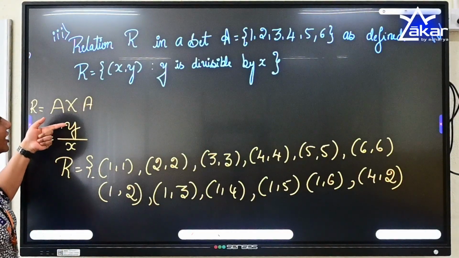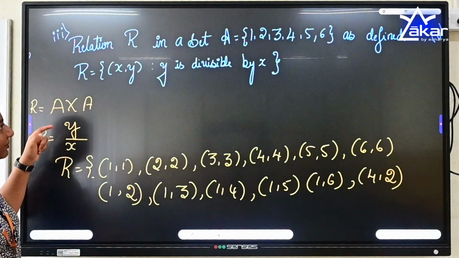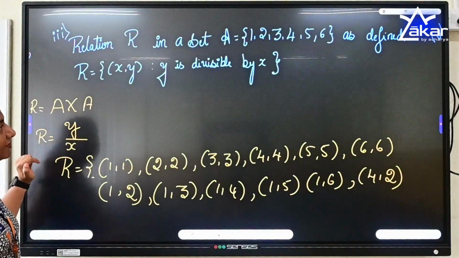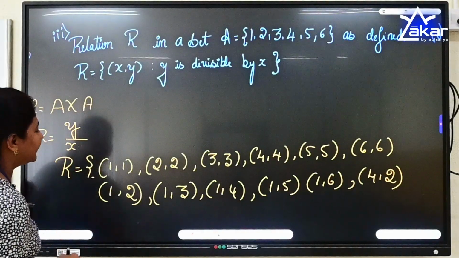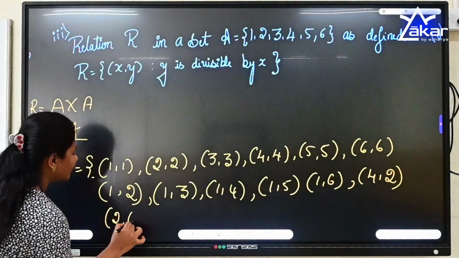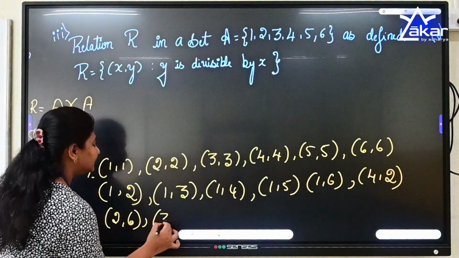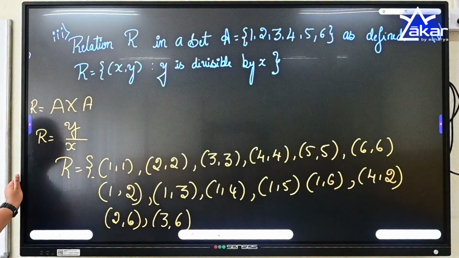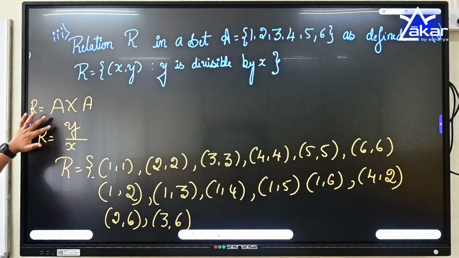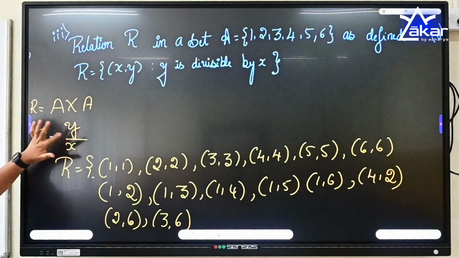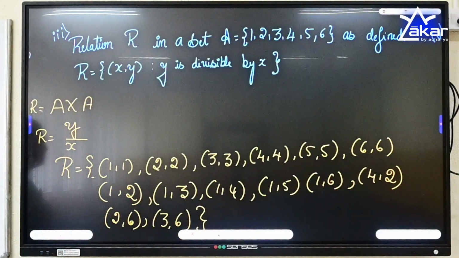Next, check 5 by 1, it is possible. Again, 5 by 2, no. 5 by 3, no. 5 by 4, no. 5 by 5, yes, possible. 5 by 6 is also no. Next, check it for 6. 6 by 2, yes, that is (2, 6) is possible. Next, 6 by 3, yes, that is (3, 6) is possible. Again 6 by 4, no. 6 by 5, no. 6 by 6 also no. So these are the elements of R that you have got.